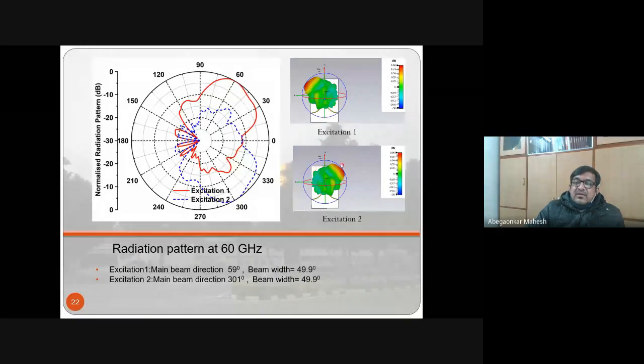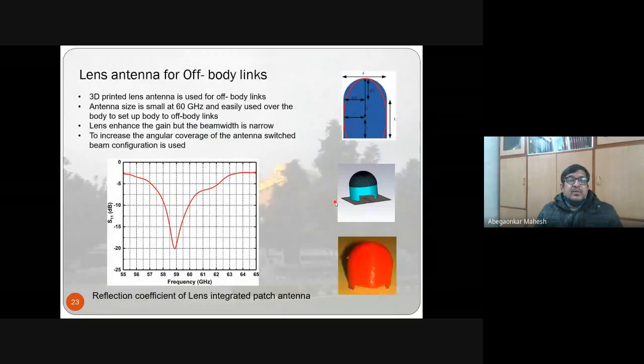Now, the third one is a lens antenna for off-body communication. Right? So the antenna is on-body, and then it has to communicate with the off-body. So this is called the lens antenna.